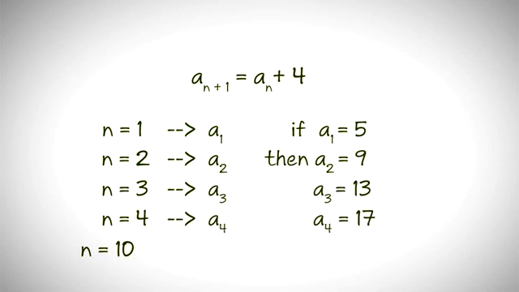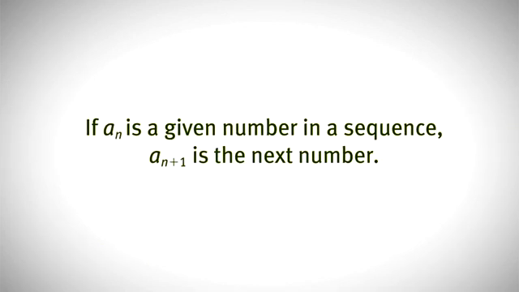For example, the 100th number in the sequence will be A sub 100. If A sub n is a given number in the sequence, then A sub n plus 1 is the next number. You'll have A sub n plus 1, A sub n plus 2, so on and so forth.